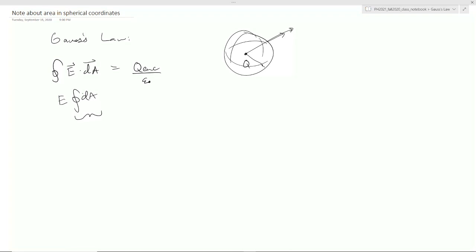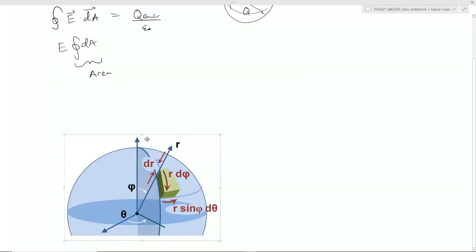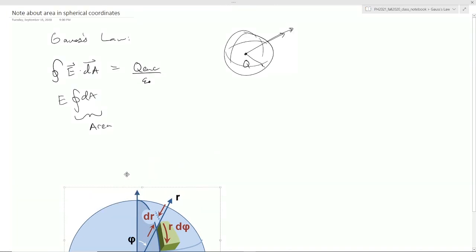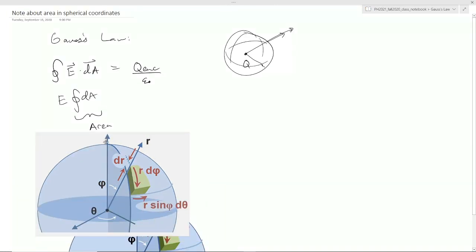We're accustomed to just saying, oh, this is the area. But I wanted to show you what that looks like in spherical coordinates. So let me pull up this diagram. This shows you the area and volume elements, the differential volume element in spherical coordinates.